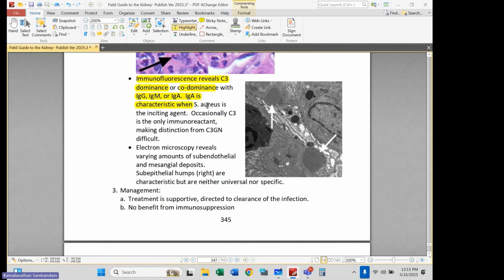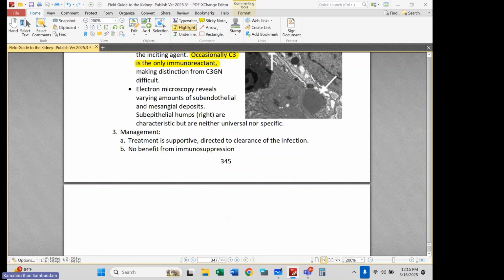IgA present is fairly characteristic for Staph aureus-associated glomerulonephritis. So that's not uncommon. We've seen several cases of that. Staph aureus-induced glomerulonephritis with IgA dominance, okay? Again, sometimes all you see is C3, and making the distinction between C3GN and infection-associated GN is not so easy.